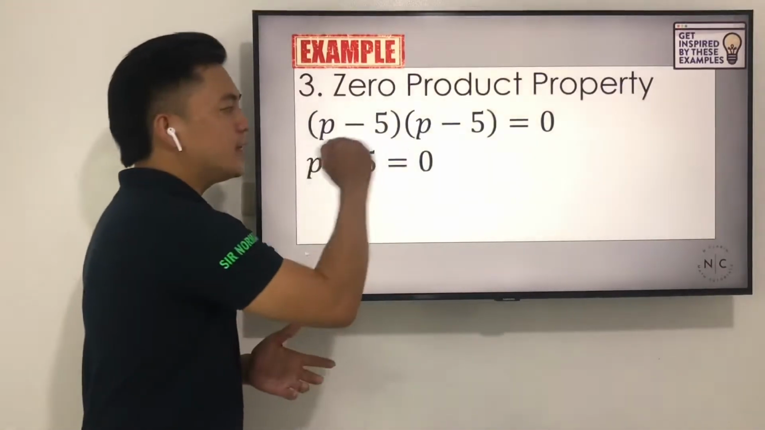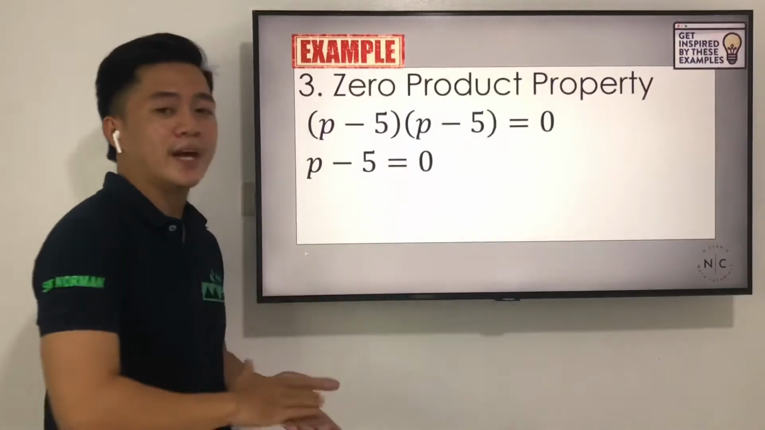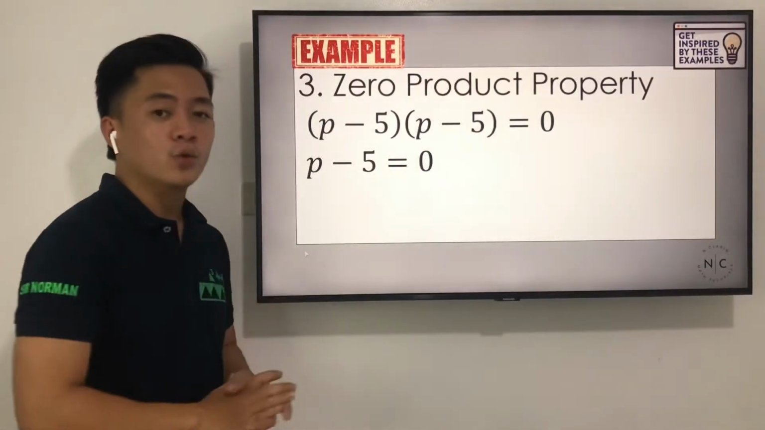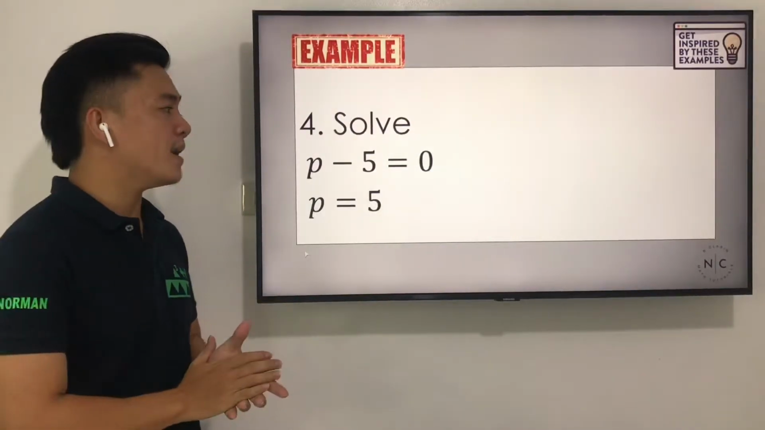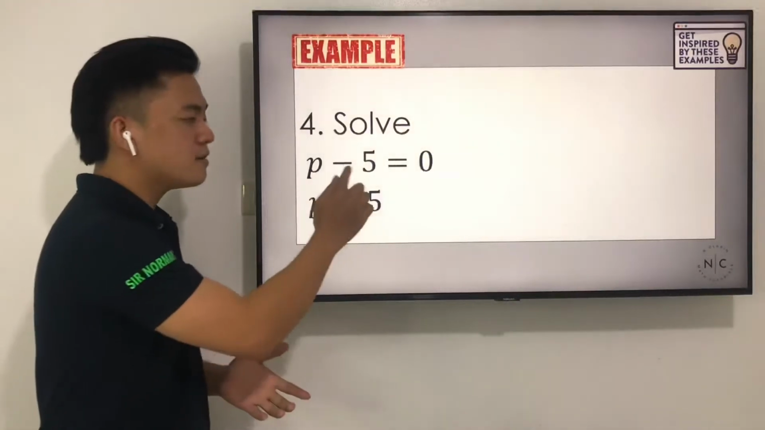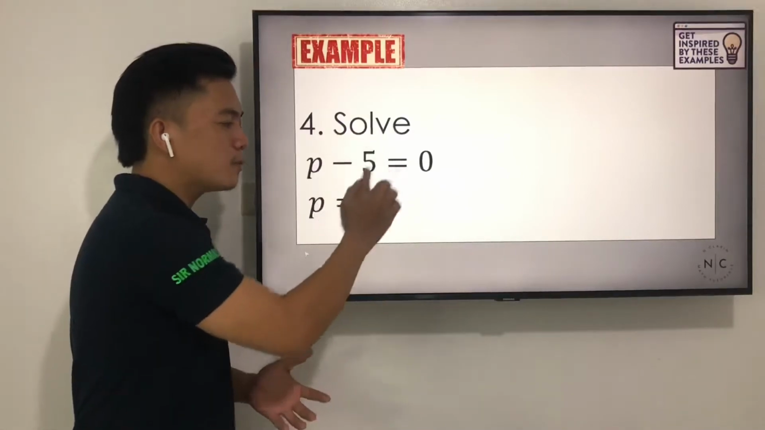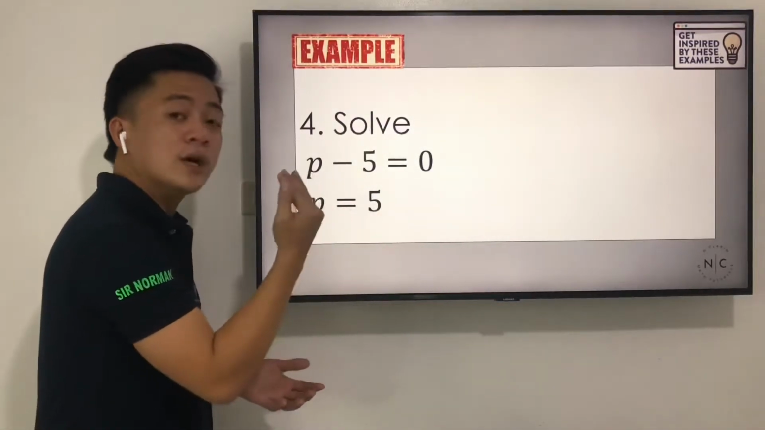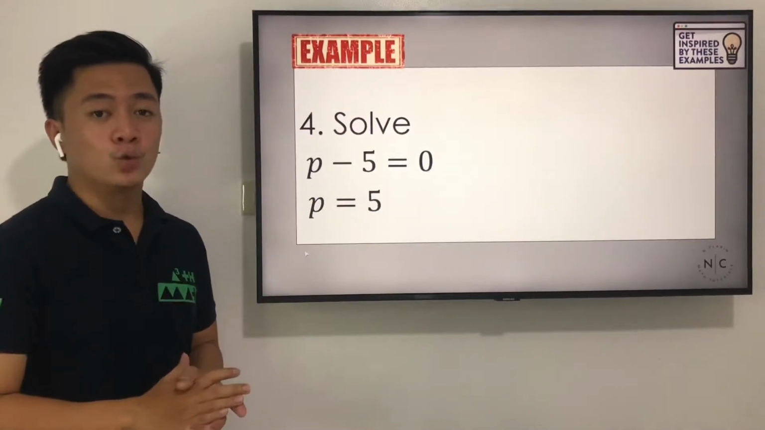So, pwede natin gamitin yung isa na lang dito kasi pareho naman yung dalawa na yan. Which is P minus 5 is equal to 0. Next step is to solve yung ating nakuhang factor. So, P minus 5 is equal to 0. Transpose natin si negative 5, magiging positive. So, the value of P is equal to 5.